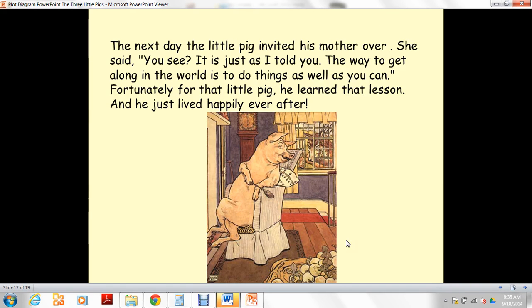The next day, the little pig invited his mother over. She said, "You see, it is just as I told you. The way to get along in the world is to do things as well as you can." Fortunately for that little pig, he learned that lesson. And he just lived happily ever after.